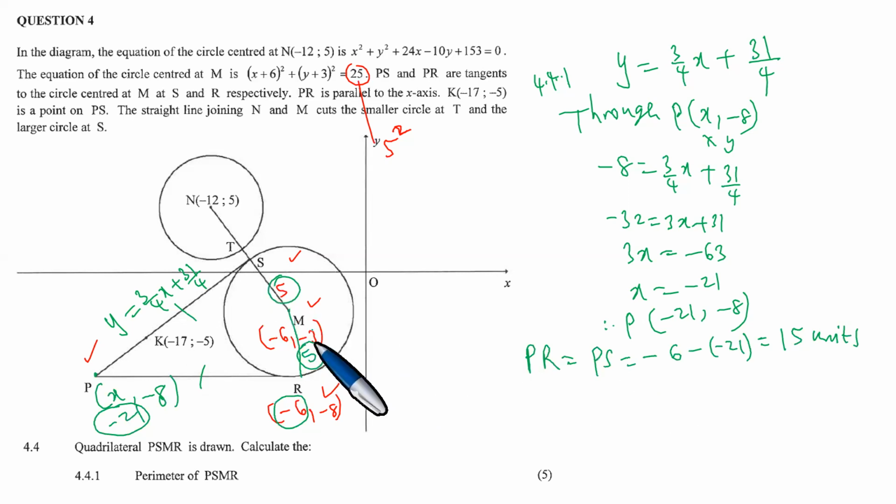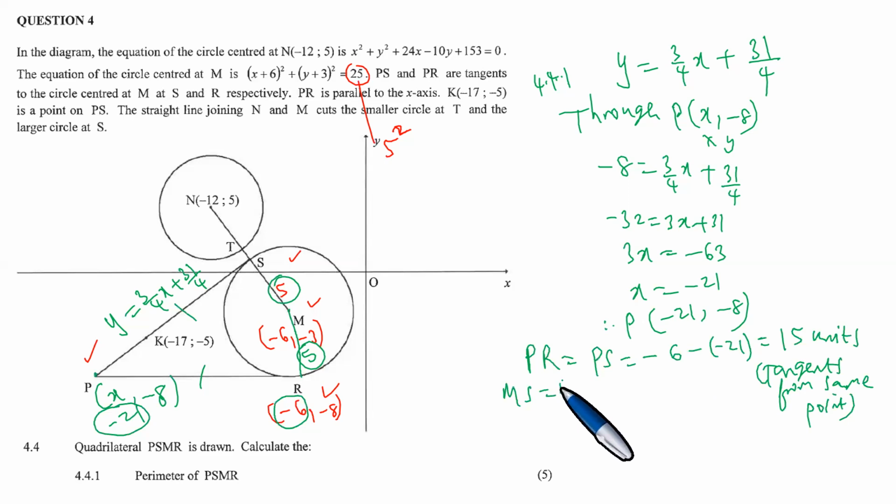We know that the radii of a circle are equal to each other. Okay, why is PR equal to PS? Because they are tangents from the same point. Tangents from the same point. Right. So we have MS is MR. These are radii.